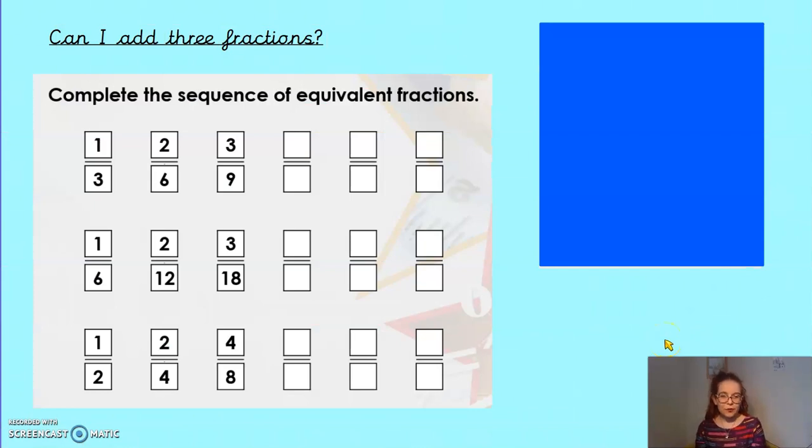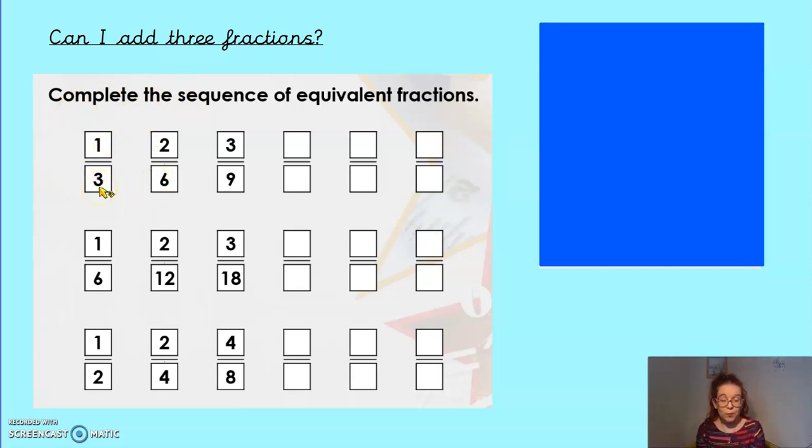Okay, here's a warm-up for you. Can you complete the sequence of equivalent fractions? Now remember that whatever we do to the top, we've also got to do to the bottom. Can you work out what the sequence here is? What are we jumping up each time? Have a look at the numerator, have a look at the denominator to help you out.